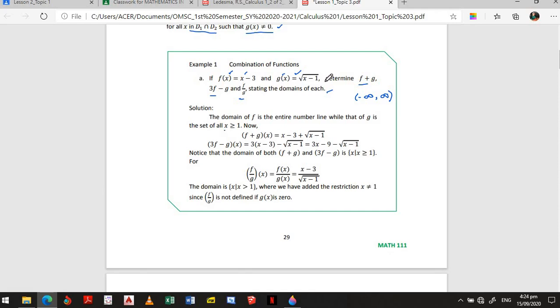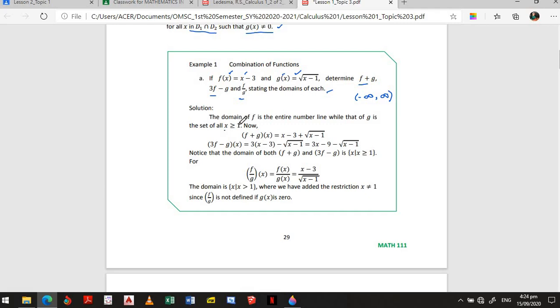So we say that the domain of this one, in order for our g of x to be defined, we should have x greater than or equal to 1. Why so? Because if we have x equals 1, substitute into our function square root of x minus 1, then this can be defined. That is 1 minus 1 is equal to 0. Then square root of 0 has a value equal to 0.